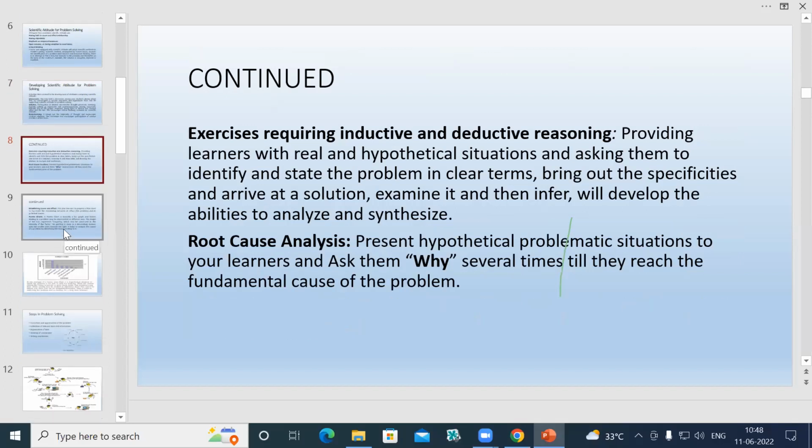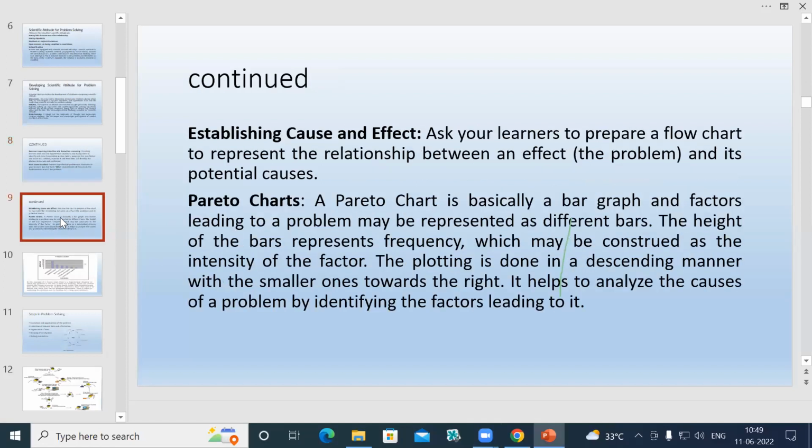The next activity is exercises requiring inductive and deductive reasoning. Provide learners with real and hypothetical situations and ask them to identify. I will give an example in the next slides of how you can go about this. Back slide, please. So asking them to identify and state the problem in clear terms, bringing out the specificity and arriving at a solution, we can develop abilities to analyze and synthesize.